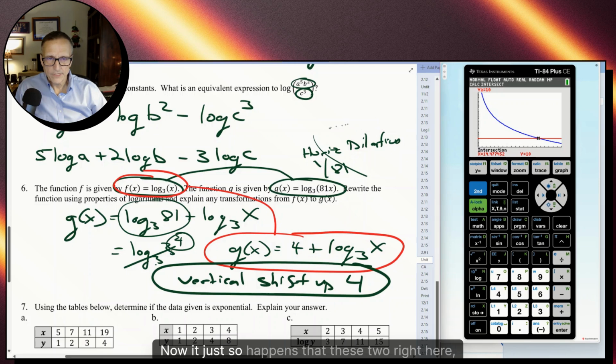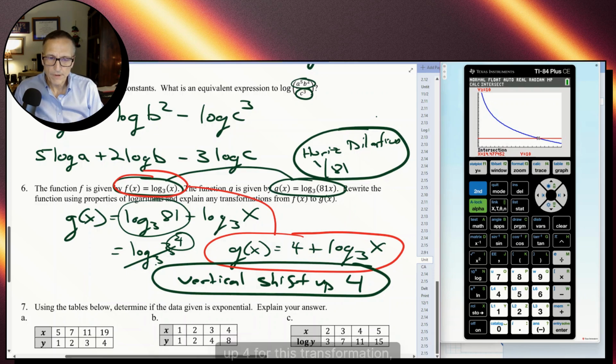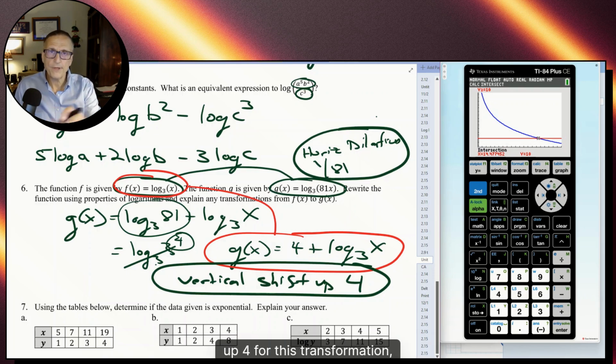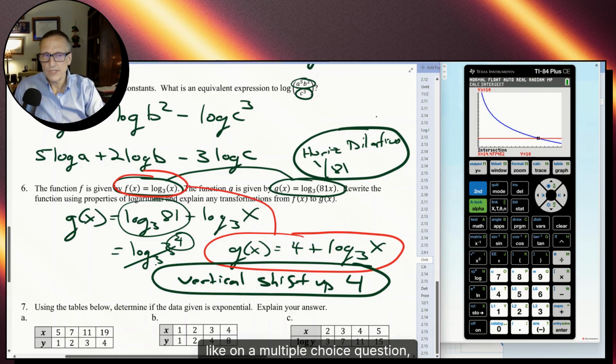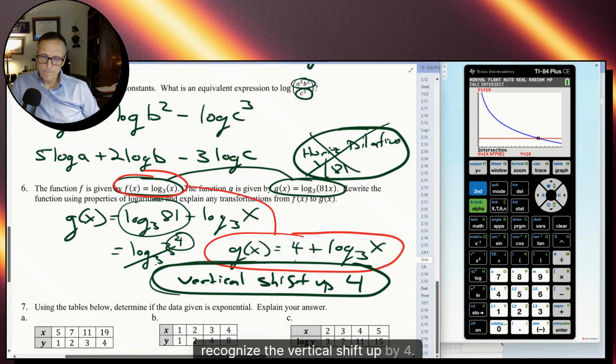Now, it just so happens that these two, a horizontal dilation by 1/81st and a vertical shift up 4, are equivalent transformations for this function. But the horizontal dilation would not be one of the options on a multiple choice question. I'm certain of that.